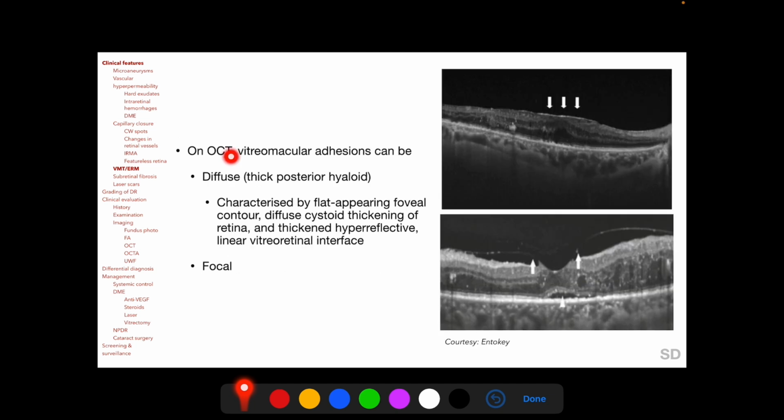On OCT, vitreomacular adhesions can be either diffuse, as seen here in this photograph, or focal, as seen here in this photograph. Diffuse vitreomacular adhesions are also known as thick or taut posterior hyaloid and are characterized by flat-appearing foveal contour of the retina on OCT and thickened hyper-reflective linear vitreoretinal interface.